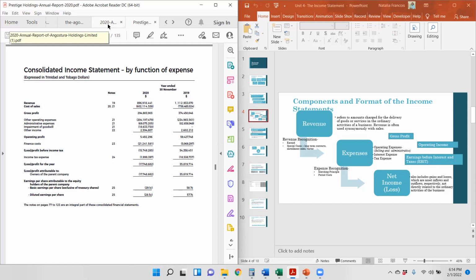I want you to get familiar with the statements. You could tell me to stop if I'm going too fast. So the statement is showing, are you seeing the operating expenses? Yes, miss. Right. What about interest expenses? Where is that, miss?